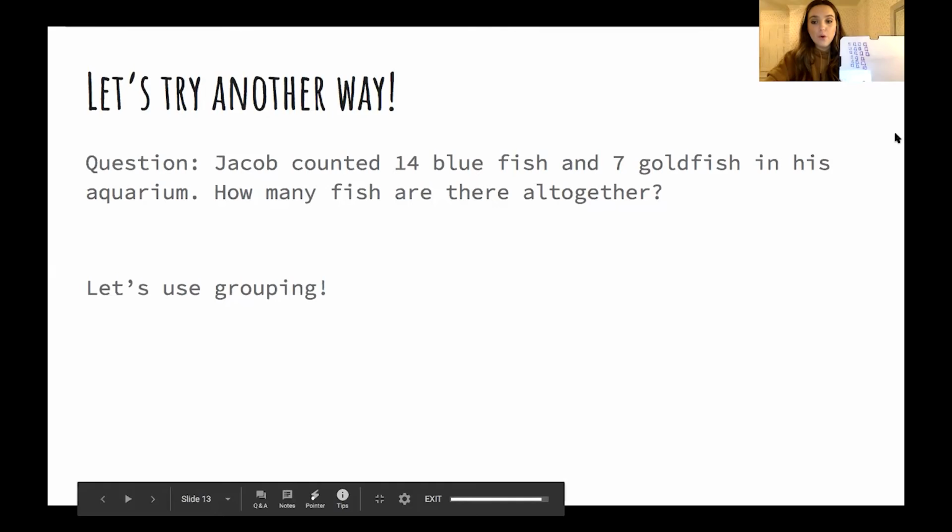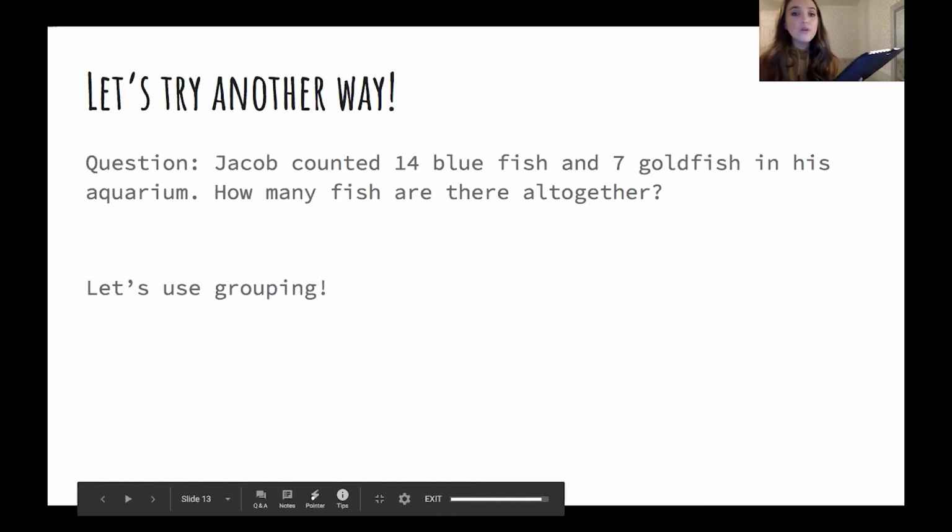Before we continue on, let's go ahead and write our number sentence. We are looking to add 14 plus 7. And we know this because 14 and 7 are the two numbers that are our parts, and we want to put them together to get a whole. We want to know how many fish there are all together out of all the bluefish and all the goldfish. So here is our number sentence. It's simple. It's just 14 plus 7.